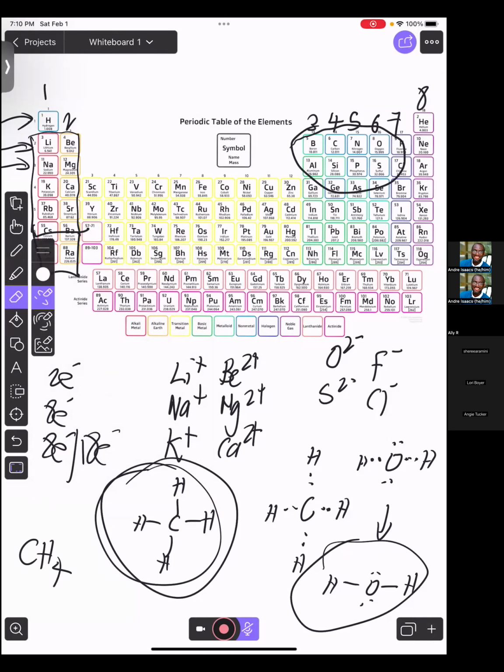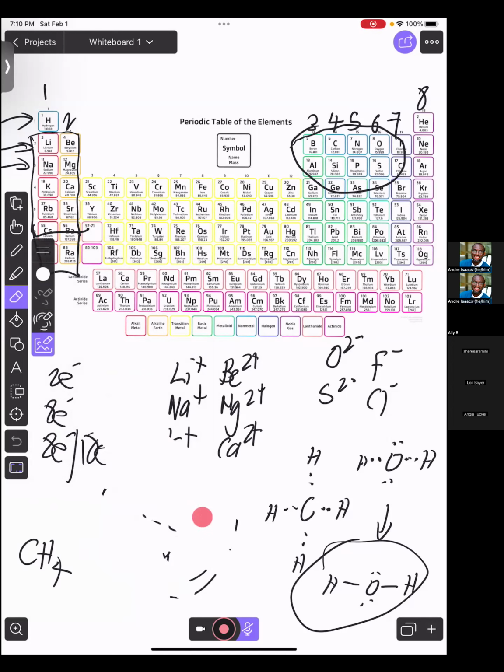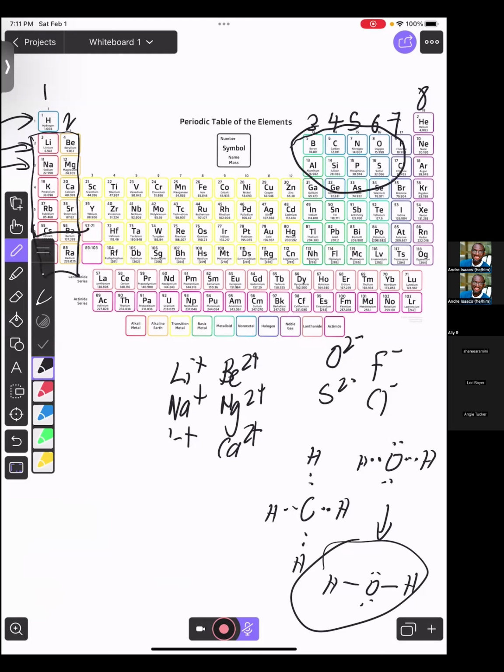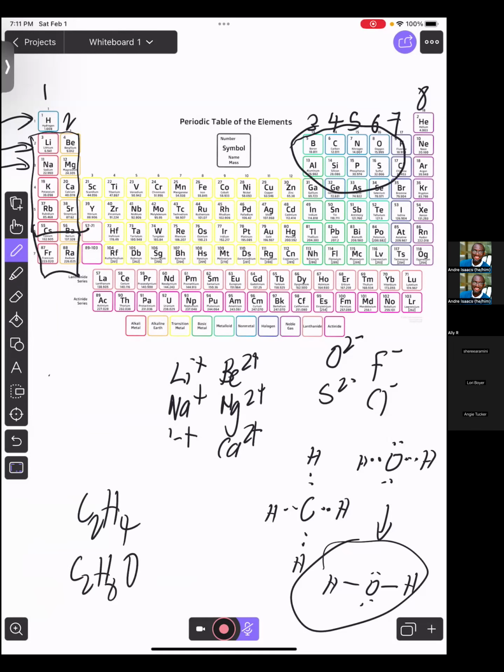For example, let me erase this. What if I gave you a different formula and say, for example, C2H4. What about C2H6O? How do you know what to draw, right? And is there a rule that you can use or a process you can follow to draw a potential structure that would be acceptable for that molecular formula? And so what I'm going to do now is I'm going to teach you how to draw Lewis structures from the formula.